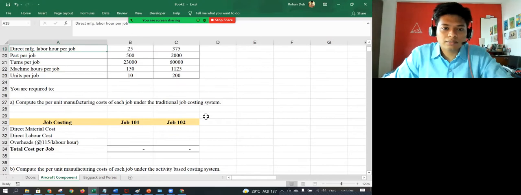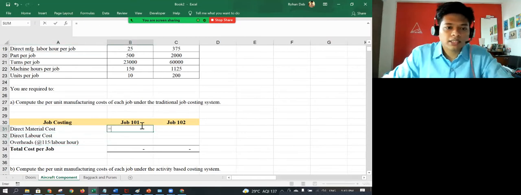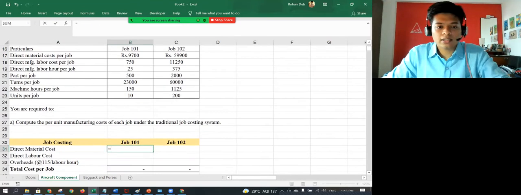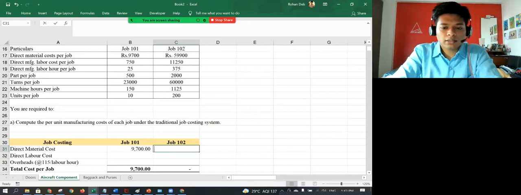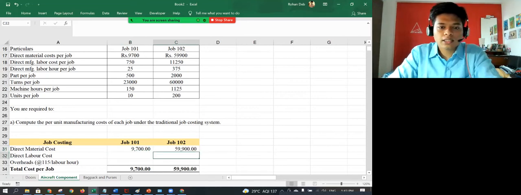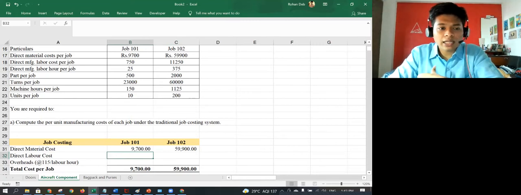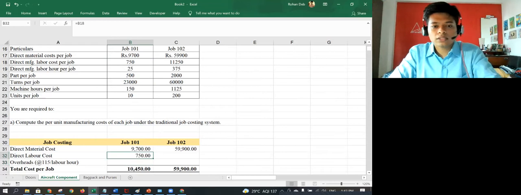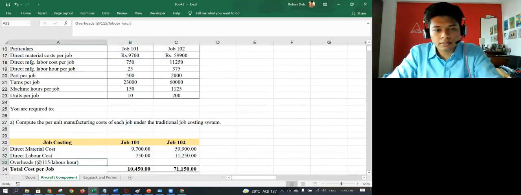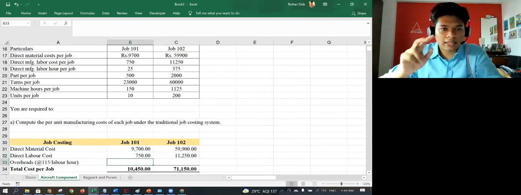First question is the traditional job costing system. So under the traditional job costing system, we have direct material, direct labor, and overhead. Direct material would be directly this one, 89700, but I'm just typing it because it's given in rupees, so I won't be able to calculate. Now direct labor cost is also given, so I'll just directly copy this one over here. It's always good to do cell referencing instead of directly typing in the answer, but again, it's up to you.